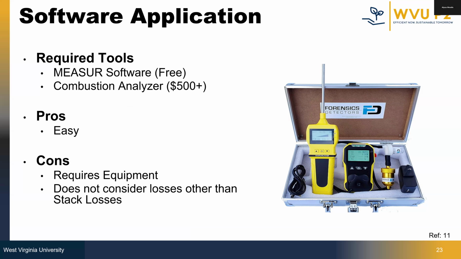And additionally, with this method, we're not considering the losses due to radiation and convection from the boiler or the blowdown losses. And that could present another 2 to 7% efficiency loss that isn't being considered here.